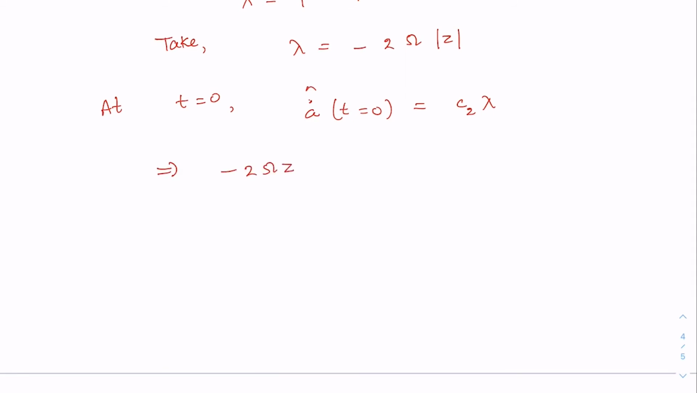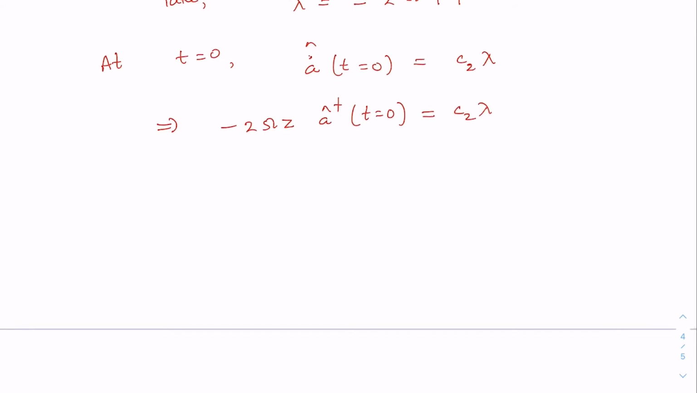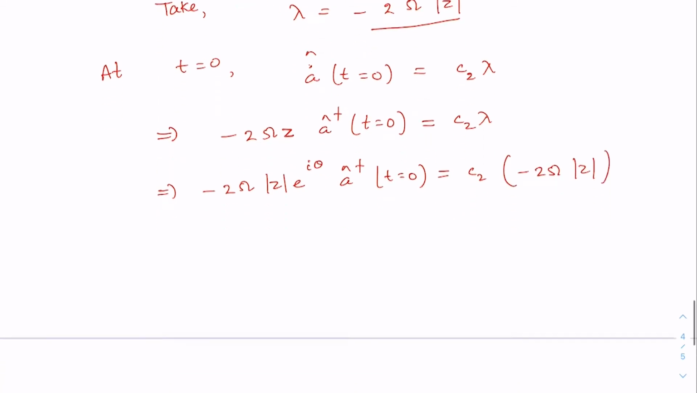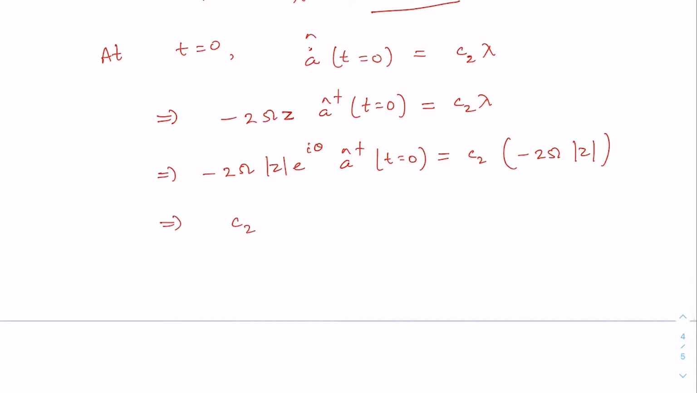You have omega z a dagger at t is equal to 0 is equal to c2 lambda, and from here I can write it further as twice omega mod z e to the power i theta a dagger at t is equal to 0, and you have c2 lambda, where lambda I have taken to be like this, so I have twice omega mod z. So from here I can find out my other constant, that is c2 is equal to a dagger at t is equal to 0 e to the power i theta.